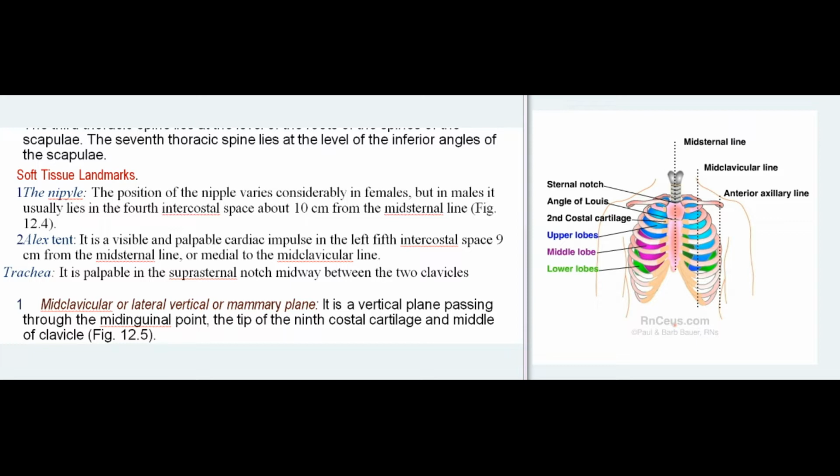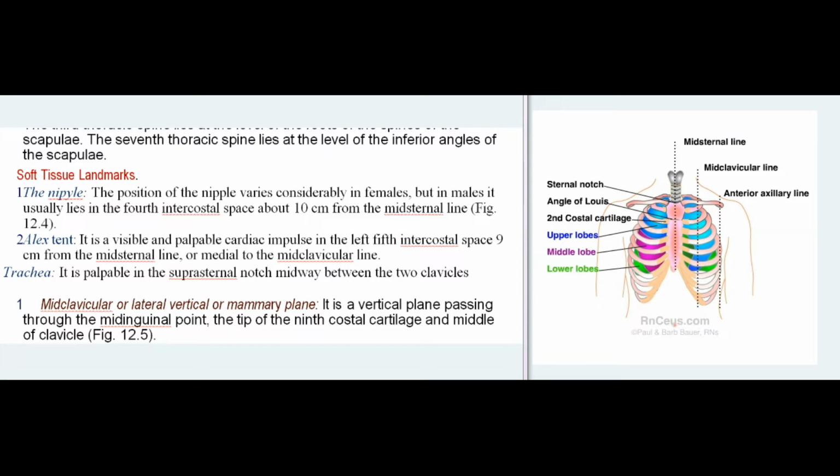Soft tissue landmarks. 1. The nipple. The position of the nipple varies considerably in females, but in males it usually lies in the 4th intercostal space about 10 cm from the mid-sternal line, Fig 12.4. 2. Apex beat. It is a visible and palpable cardiac impulse in the left 5th intercostal space 9 cm from the mid-sternal line, or medial to the mid-clavicular line.